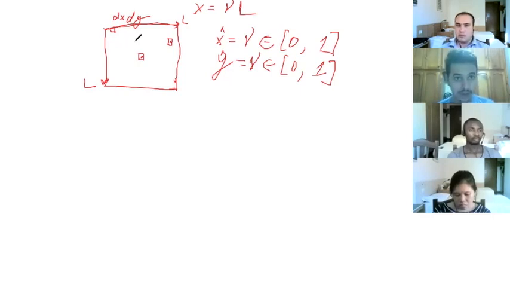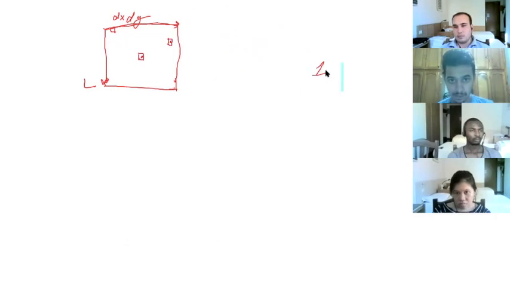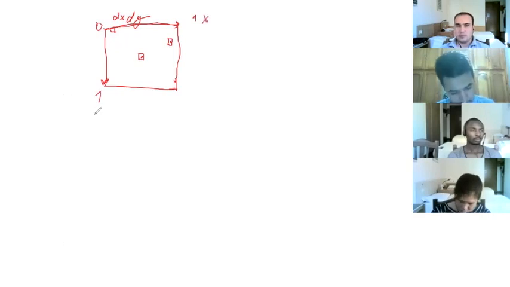Let me just see how you remember probability theory. Now that I introduced this number nu, we can basically forget about L whatsoever. So it's just from 0 to 1, with 1 and 1 at the far corner, 0 at the origin. This is X, this is Y.